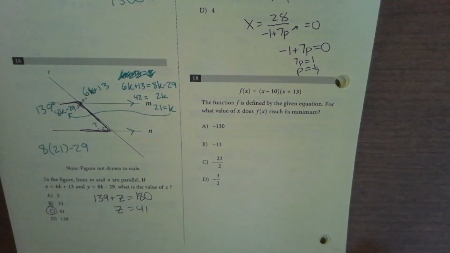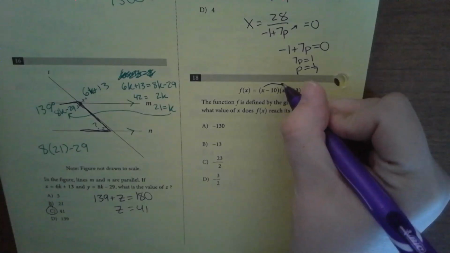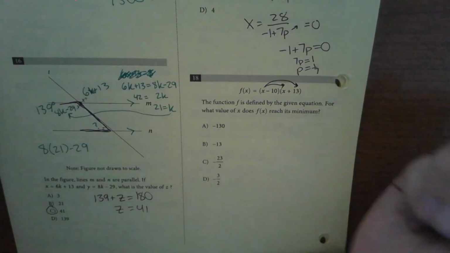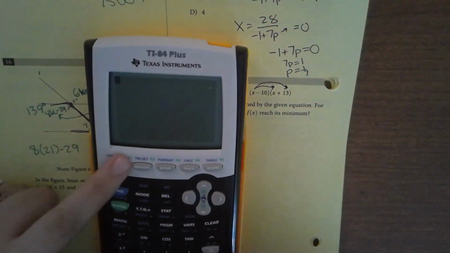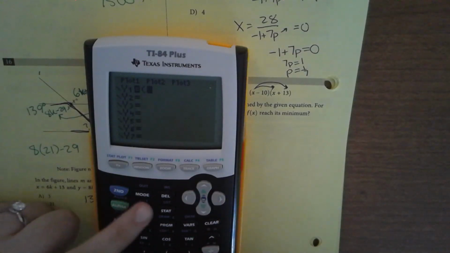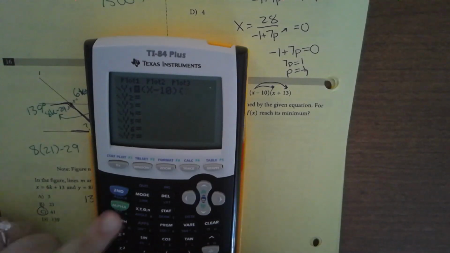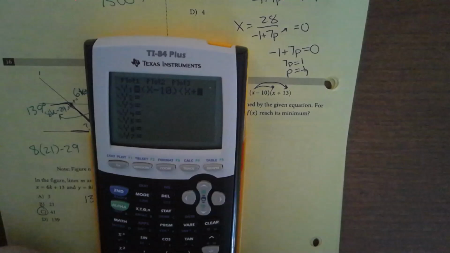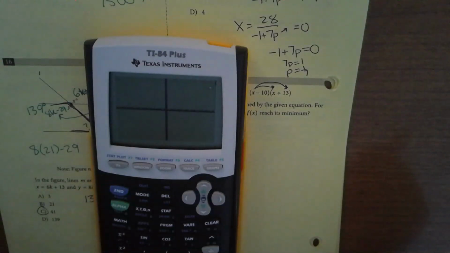The function f is defined by the given equation. For what value of x does f of x reach its minimum? Since I have my graphing calculator, I'm probably going to use that. But I would distribute this. Actually, I can just plug it in like this. I don't need to distribute. Save some time. So our y equals, figure everything else out. I can go to graph it.